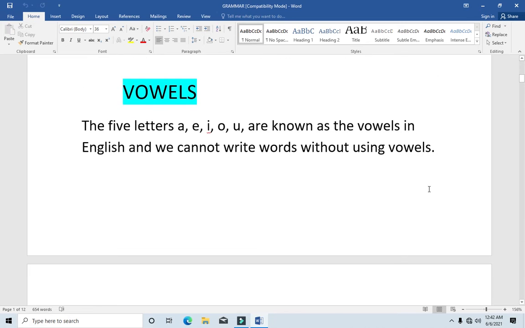So the first one is vowels. Definition: the 5 letters A, E, I, O, U are known as the vowels in English. And we cannot write words without using vowels.